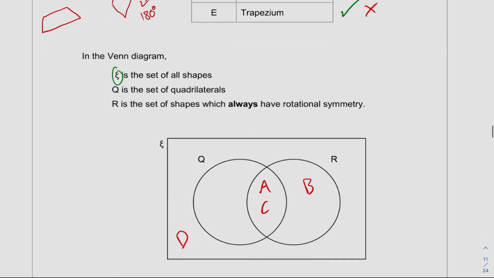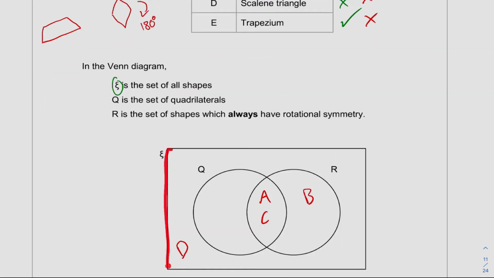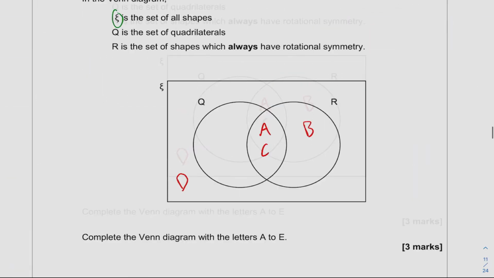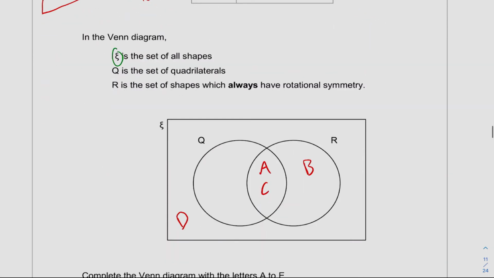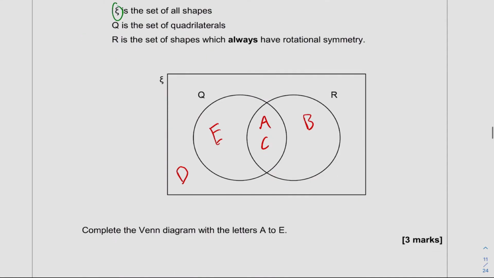Doesn't matter where you put D, just somewhere on the outside. But make sure it's within the square. When I say on the outside, I mean within the square, but outside of the two circles. And then trapezium. It's yes to quadrilateral and no to symmetry, so trapezium, which is, what letter is that? E, goes in this box here, and that is the question complete for 3 marks.